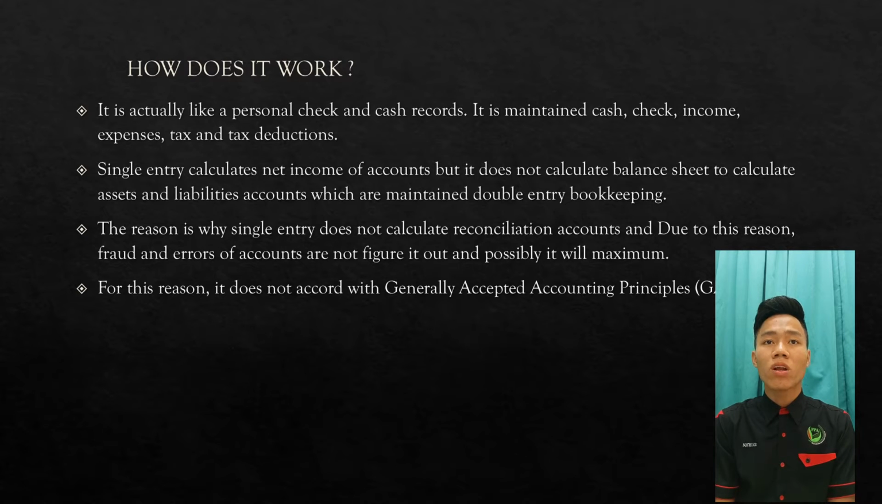Single entry calculates net income of accounts, but it does not calculate a balance sheet to calculate asset and liabilities accounts, which is maintained with double entry bookkeeping. The reason is that single entry does not do reconciliation of accounts, and due to this, fraud and errors in accounts are not figured out, and possibly they will be maximized. For this reason, it does not accord with generally accepted accounting principles, or GAAP.